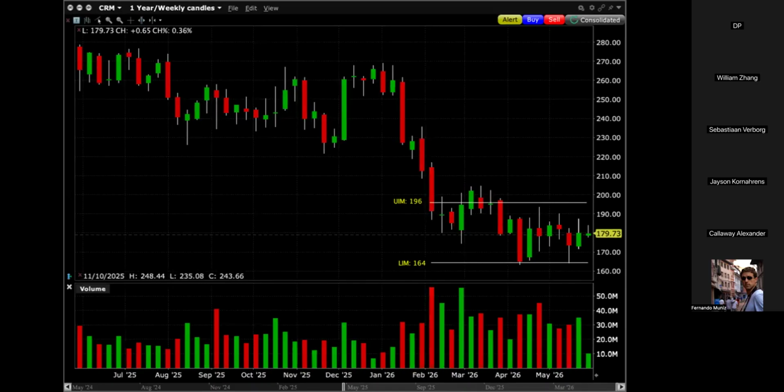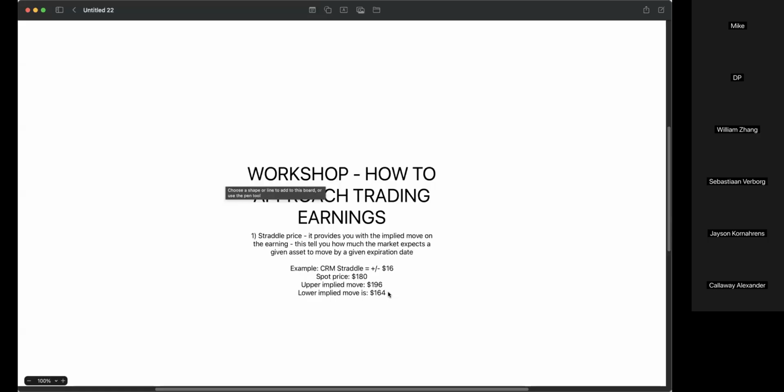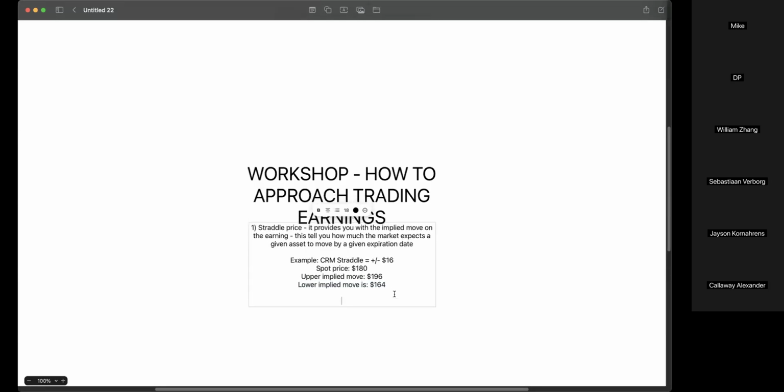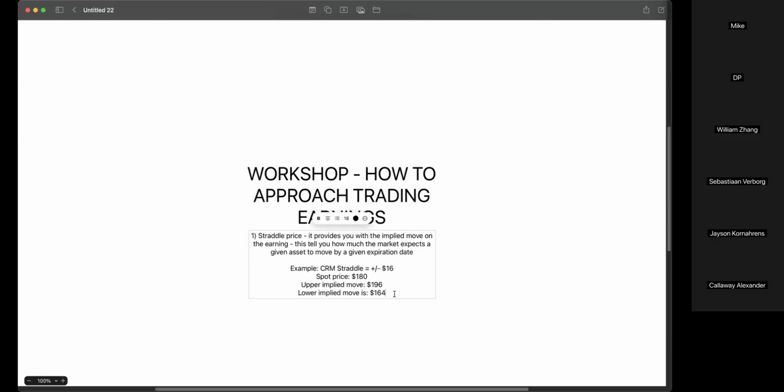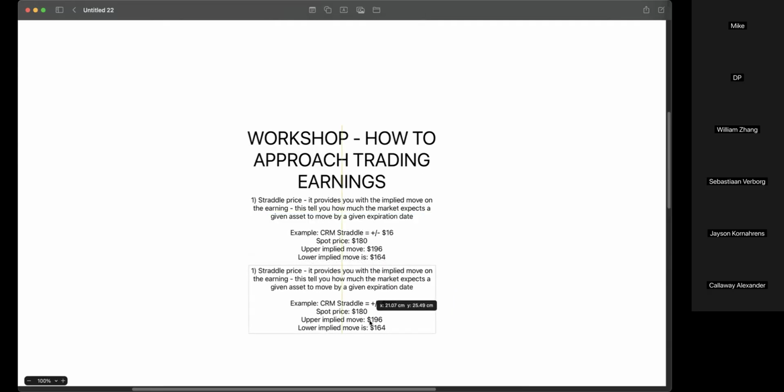Now, let's look at some different ways to trade this, right? So now we have our straddle. The next thing we want to look at, obviously, is our directional bias, right? So there we go. You know what? I'll just make a new box here. So next thing is copy, paste that. So I guess my computer's lagging a bit here.